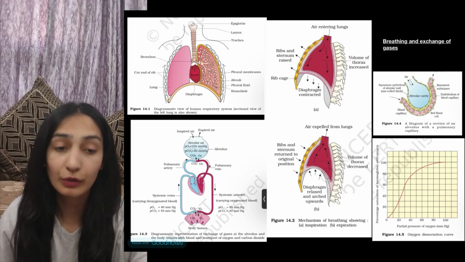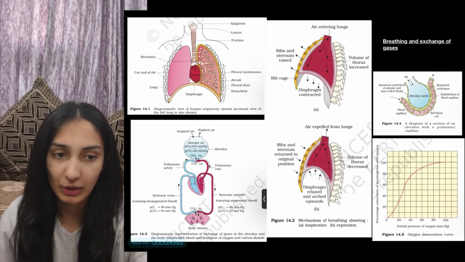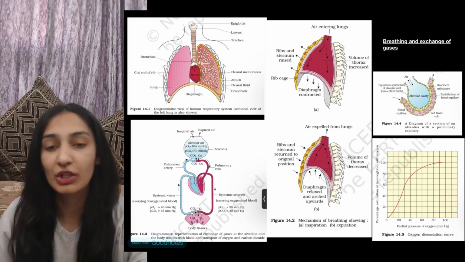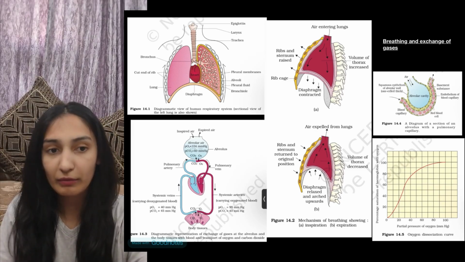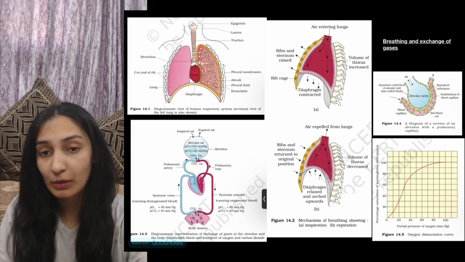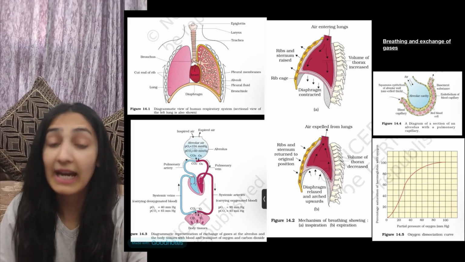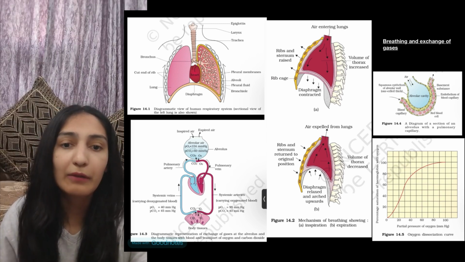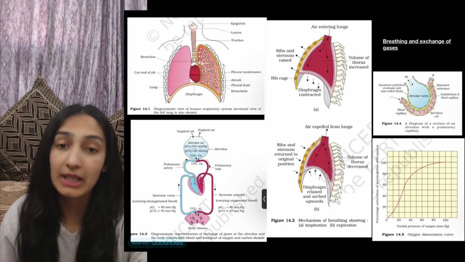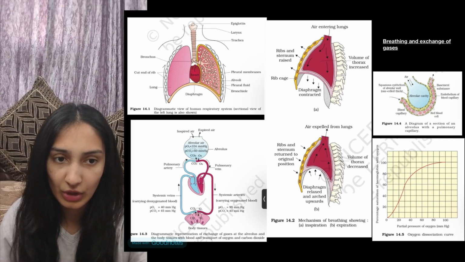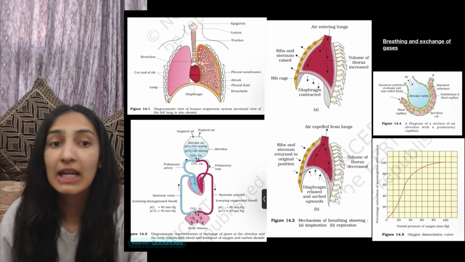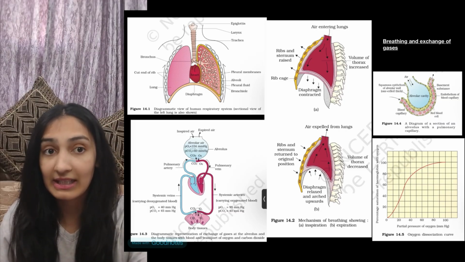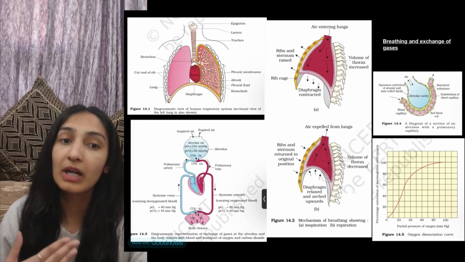I want you to look at figure 14.3 that depicts the diagrammatic representation of exchange of gases at the alveolus and the body tissues with blood and transport of oxygen and carbon dioxide. Now the important question from this is the PO2 and PCO2 and what are their values in the alveoli and in the tissues. So many questions can be asked from this. Moving on, we have figure 14.2 that depicts the mechanism of breathing, showing A, that is inspiration, and B, showing the expiration. In A, you can clearly see that the diaphragm is contracted and the volume of thorax gets increased and the ribs and sternum are raised.